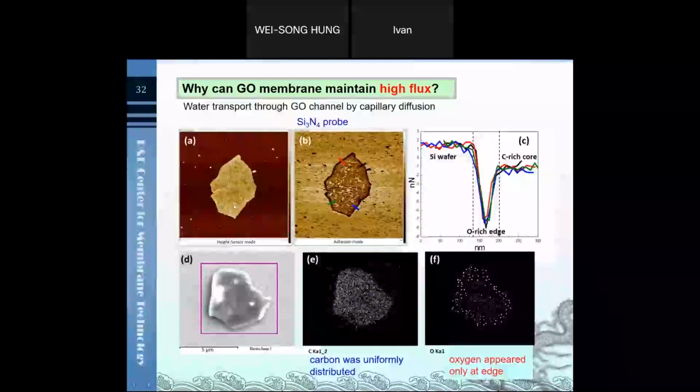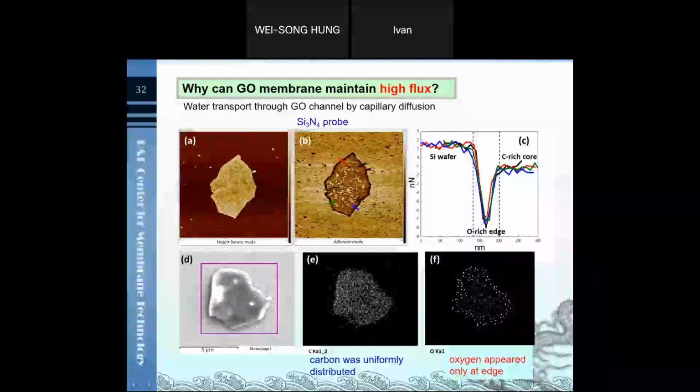So we use the AFM to check the hydrophilicity. For the adhesion test, the AFM hydrophobic test, we use silicon nitride as the tip. We find that there is greater repulsion around the graphene oxide edge. So it points out that the graphene oxide edge is hydrophilic.